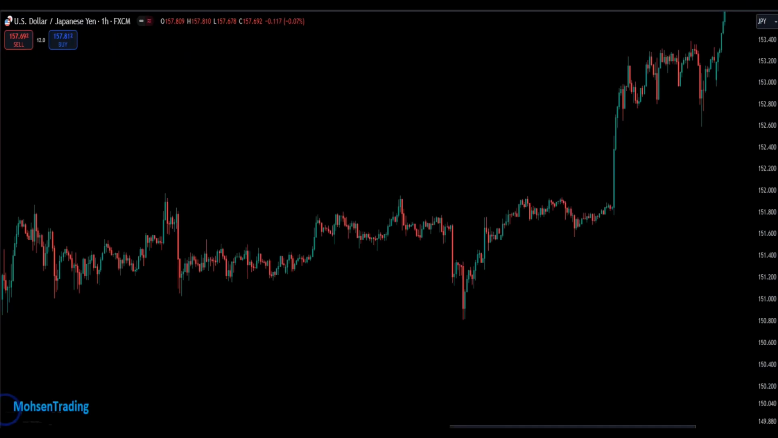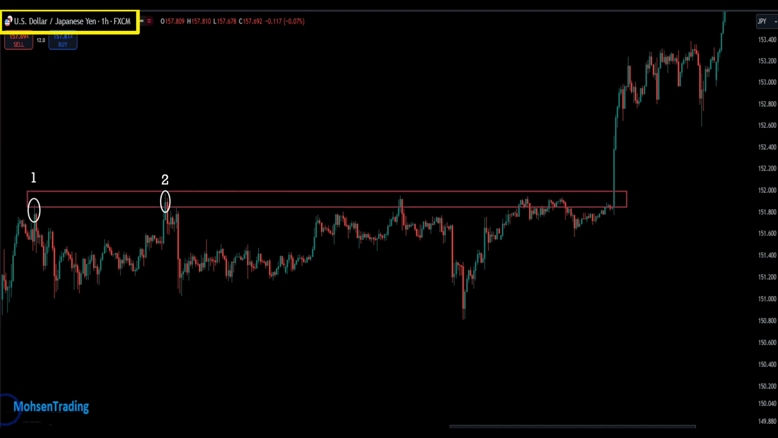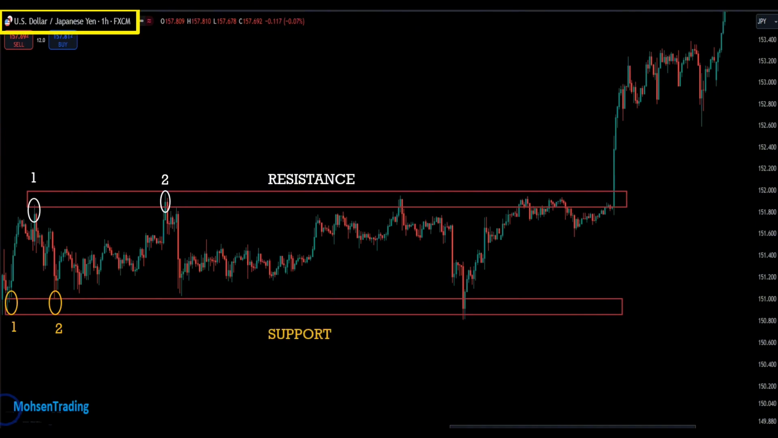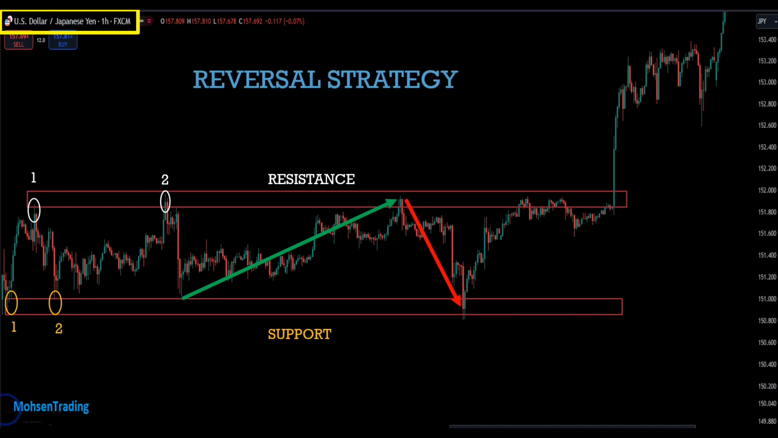In the USD/JPY chart with a 1 hour time frame, we have a support level and a resistance level. As you can see, after 2 touches, each level is considered valid. And the more touches there are, the stronger the level becomes. Additionally, we can enter trades within the support and resistance box, which is referred to as the reversal strategy, based on support and resistance levels.